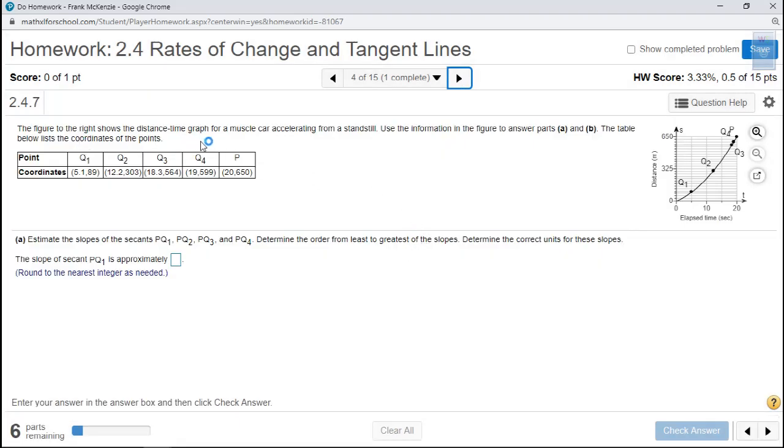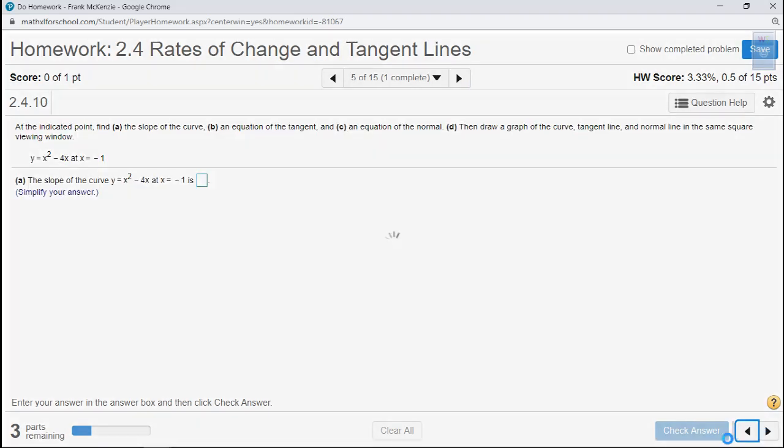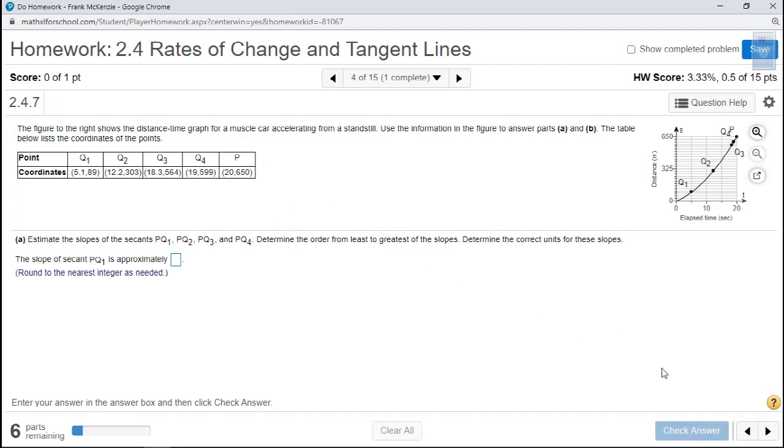All right, the figure to the right shows a distance time graph for a muscle car accelerating from a standstill. Use the information in the figure to answer parts A and B. All right, so the slopes of the sequence PQ1, PQ2, PQ3. So you're just going from the end point down to Q1, Q2, Q3, and Q4. Those are just simply, you got the values over here, so there are your points. It's not like it's something very complicated. And let's go ahead and look at part B. Okay, it won't let me look at part B. Yeah, I'm not working all those out.